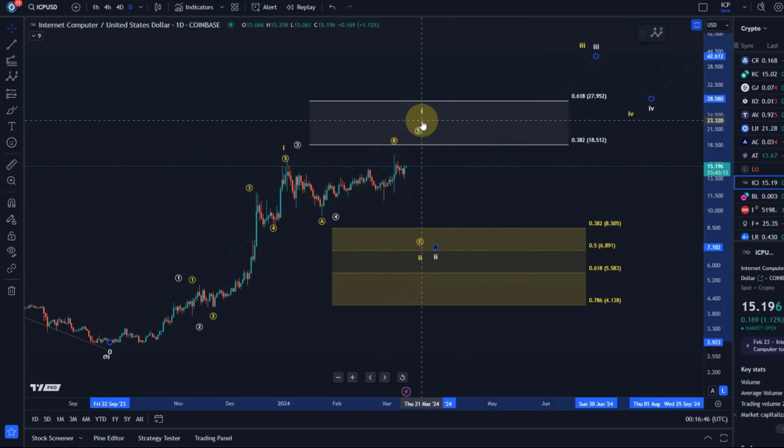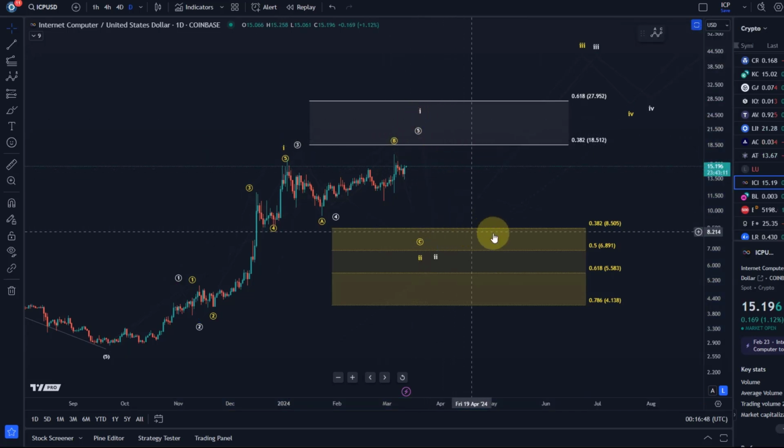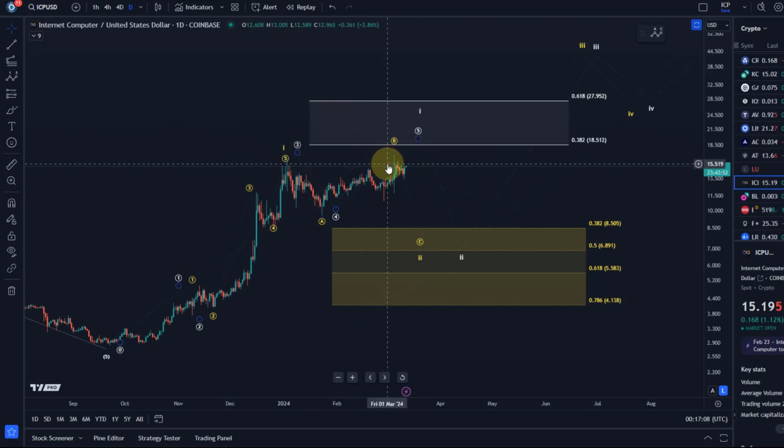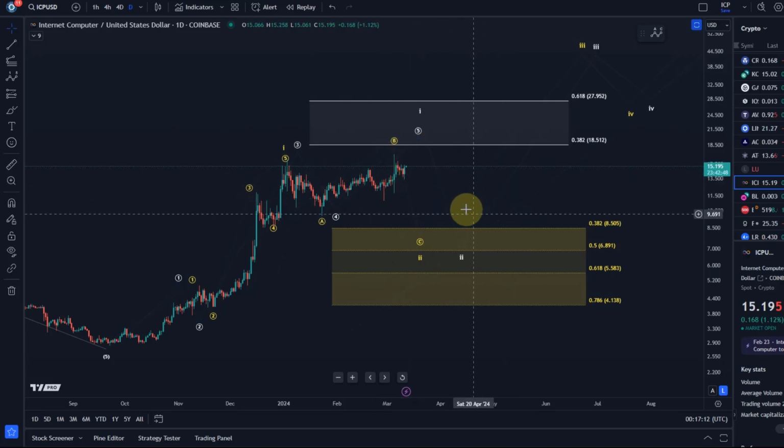The standard target range for wave 5 of 1 in the white count would be the area between $18.51 and $27.95. Why is that? I don't think there is an answer as to which one is the correct one. I'm starting to lean a little bit towards the white count, but to be honest, the wave counts are very similar, and even the support area is very similar, so I just leave that one on the chart for both.